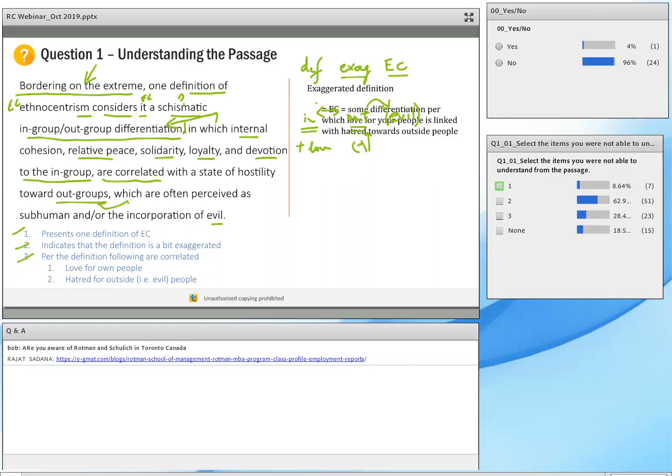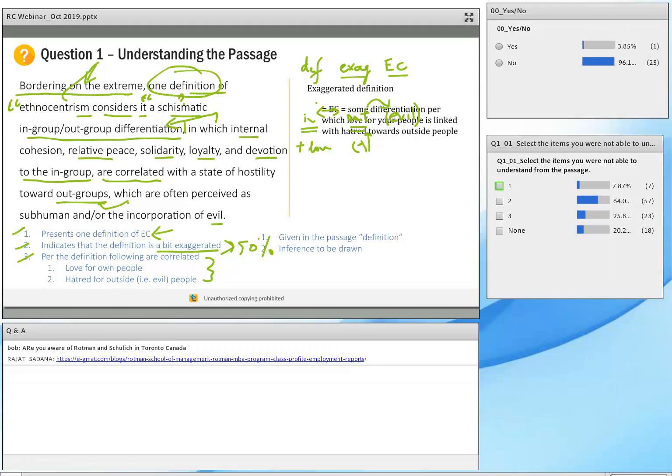Okay, so good. So essentially, let's see. 64% of the class, more than 50% of the class, was not able to understand this part over here: indicates that the definition is a bit exaggerated. Then there were few who were not able to summarize. And again, people who weren't able to understand this, you didn't read the passage in the first place. The first one presents one definition of EC. This is something which is explicitly given to you in the passage itself, one definition. Then indicates that the definition is a bit exaggerated. This is an inference that you have to draw.